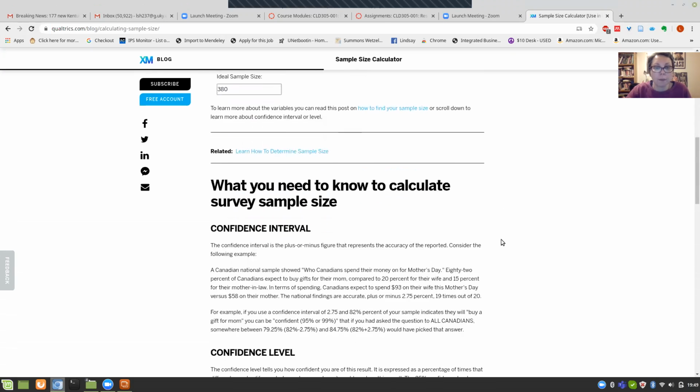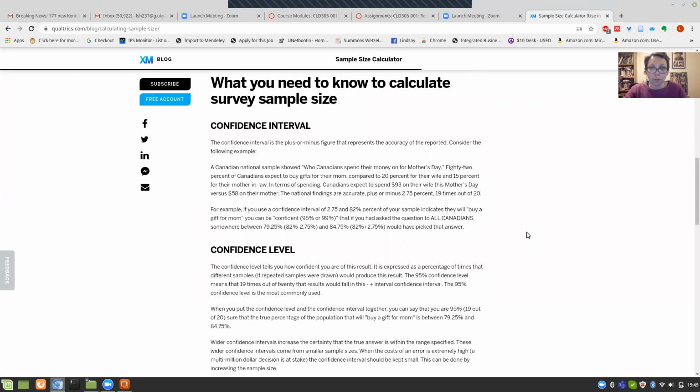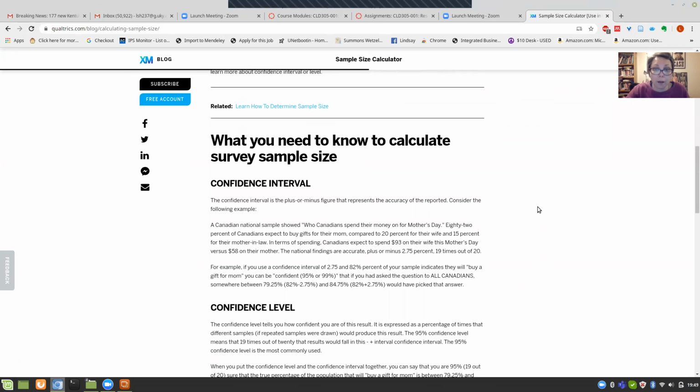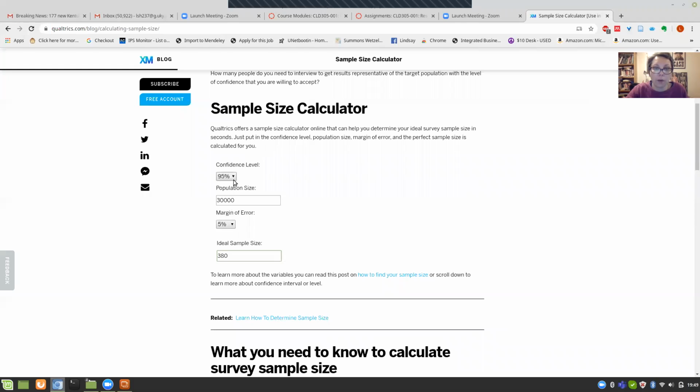So it is explained in a little bit more detail on this blog too. If you just want a reminder, you can look through and see, what does confidence interval mean? What does confidence level mean, right? And remember, the interval is the margin of error. The level is just how confident you are. And you may be thinking, okay, well, how do I pick what confidence level and what margin of error? It really just has to do with the amount of resources you have. Typically, you want to be at least 95% confident. That's what we normally do in the social sciences, and we usually have a margin of error of 5%.